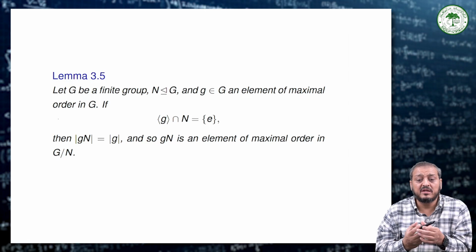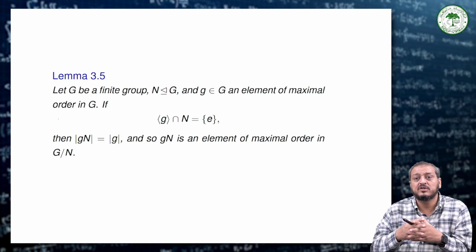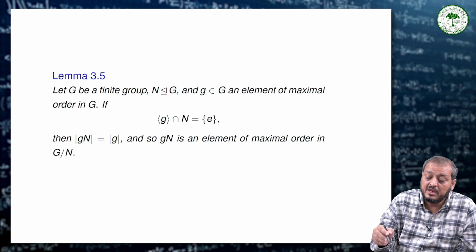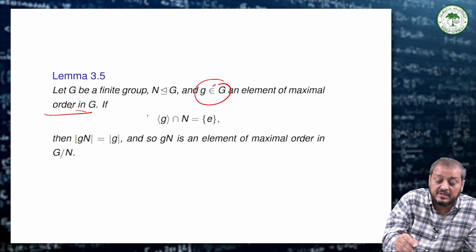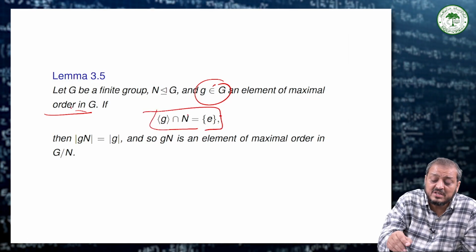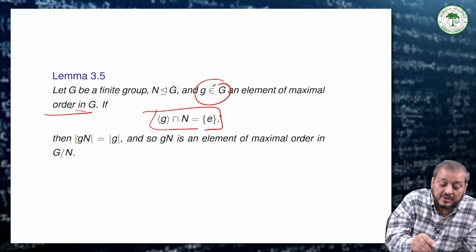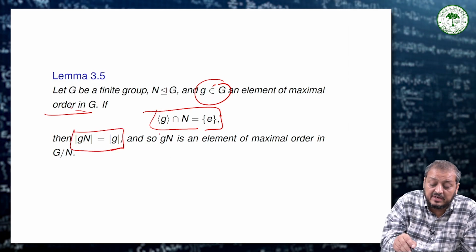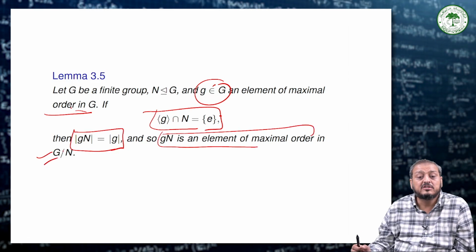Now we move to another result. Let G be a finite group and N a normal subgroup of G, and let g be an element of maximal order in G. Then we take the generated subgroup ⟨g⟩ intersected with this normal subgroup N equal to identity. Then we can say that if the order of gN and the order of g are the same, gN is an element of maximal order in the quotient group G by N.